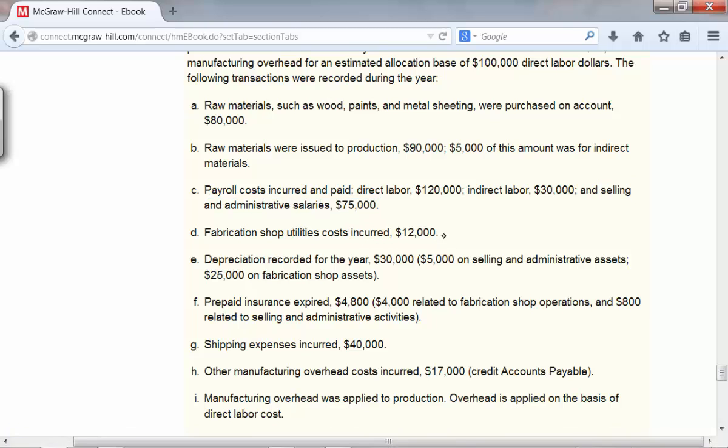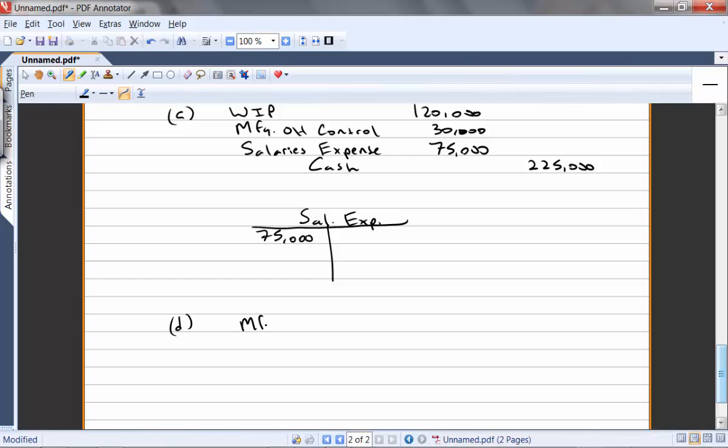Fabrication shop utilities cost, $12,000. This is money spent for utilities, so for the water bill and the electric bill, for the factory though. So these costs are indirect. It's hard to directly trace them to any individual unit that was produced in that factory. But since they're manufacturing costs, in other words, they were costs for the factory, incurring in the factory, then it's part of manufacturing overhead.